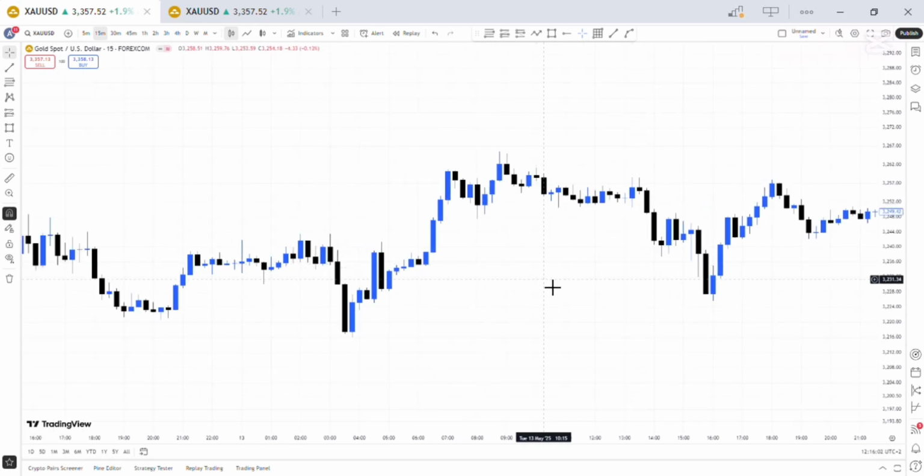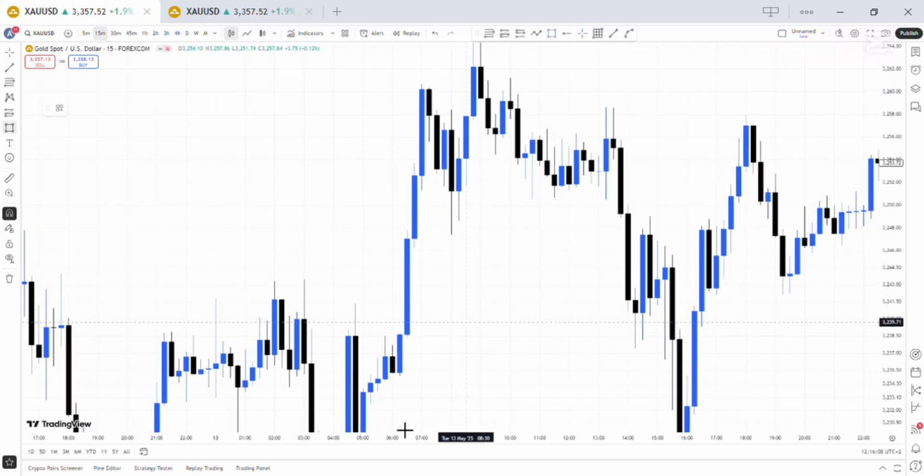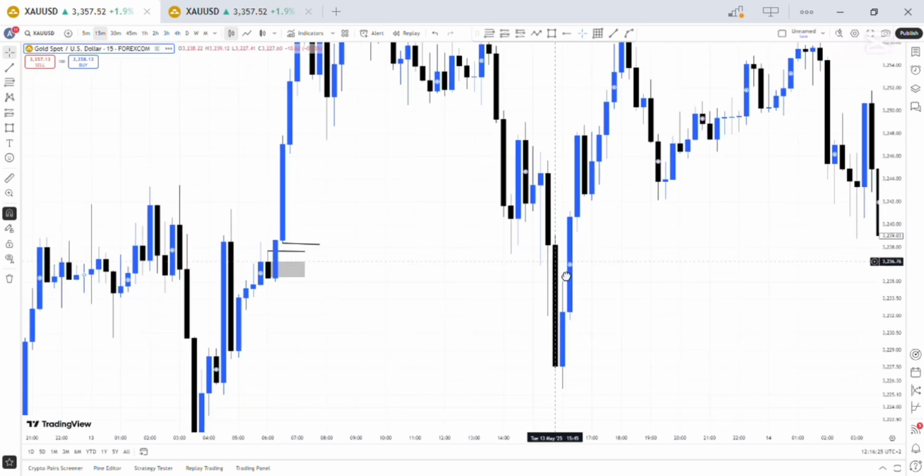Okay, I've seen one. You can see the body was bigger than the wick. If you measure this wick and this body, the body is bigger, and it comes with an imbalance. It has a fair value gap. Look at it, a fair value gap protecting it. Now, what happened? Remember, it didn't hold, but it was a valid trade.